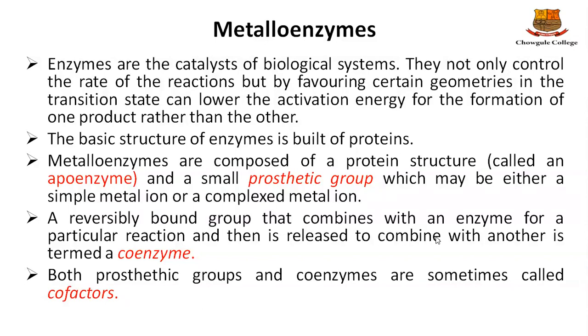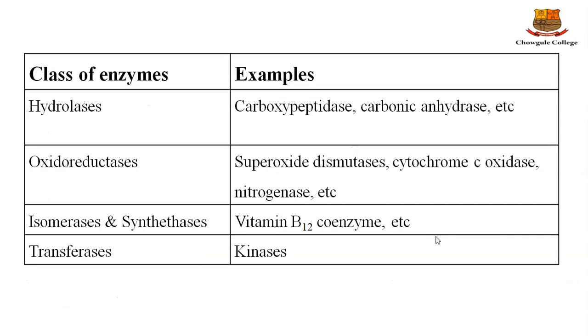The basic structure of enzymes is built of proteins. Now, metalloenzymes are composed of a protein structure called an apoenzyme and a small prosthetic group, which may be either a simple metal ion or a complex metal ion. A reversibly bound group that combines with an enzyme for a particular reaction and then is released to combine with another is termed a coenzyme. Both prosthetic groups and coenzymes are sometimes called cofactors.